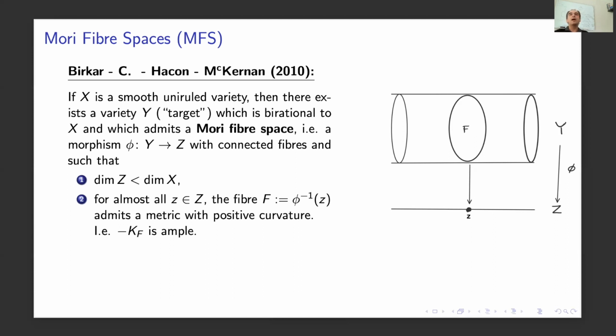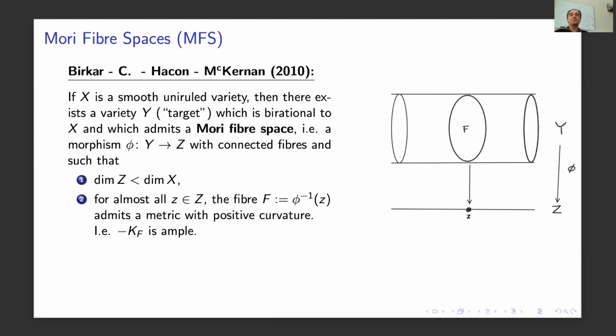Well, the fiber of this morphism, in other words, the preimage of a point through this morphism, for almost all z, I'm not going to be very precise here, the fiber admits a metric with positive curvature. More correctly, this means that the canonical divisor of F, where F is the fiber, is anti-ample. So minus K_F is ample. So in other words, F is a Fano variety.